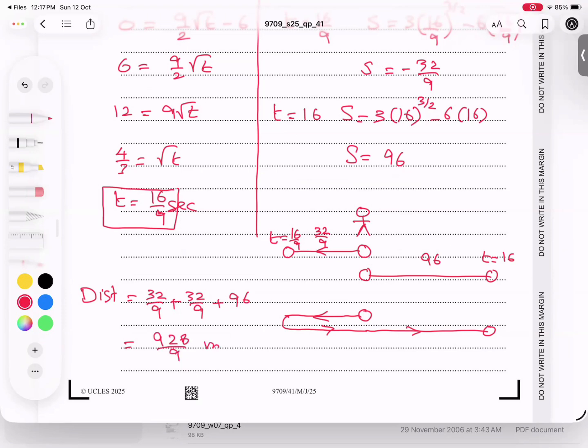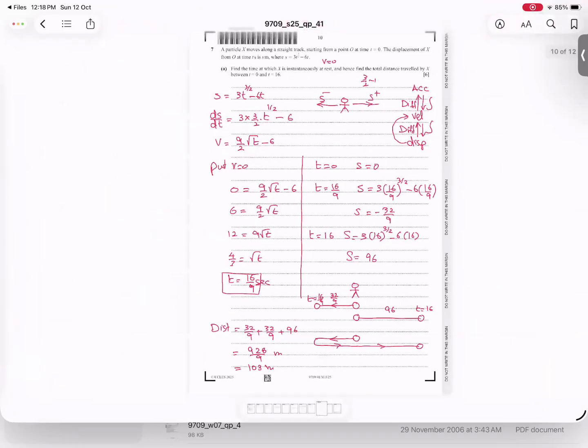Rounding, it is 103.11 meters, rounding to 3 significant figures. I hope the concept is very clear. Let's go for the next part.